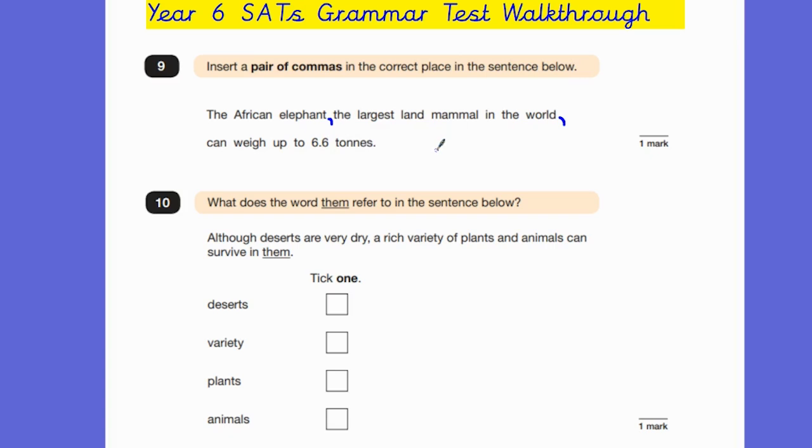Number 10, what does the word them refer to in the sentence below? And here we're testing the children's understanding of pronouns. So, although deserts are very dry, a rich variety of plants and animals can survive in them. So here I know that they are talking about deserts. They're not talking about variety. They're not referring to plants. They're not referring to animals. They are referring to the deserts and that the plants and animals can survive in those deserts.